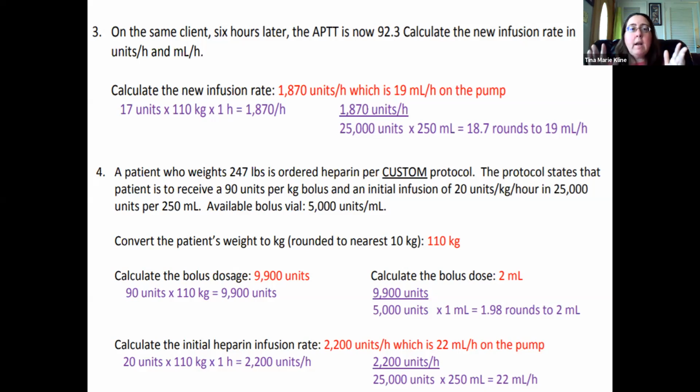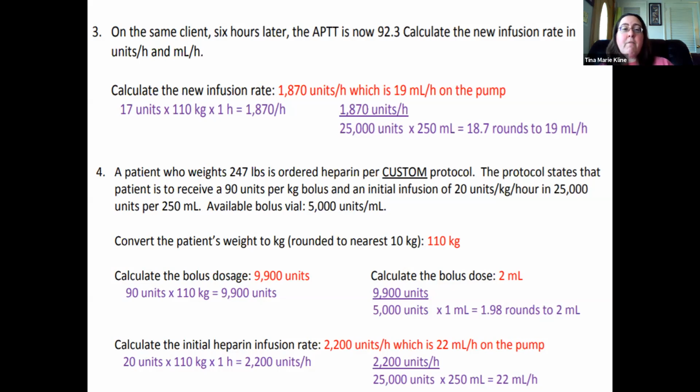We get it started and then we're titrating it based upon those lab values. Now, the next couple ones, I have it per a custom protocol. I've never really had to do this a whole lot as a practicing nurse, but I just wanted to show you this, how your numbers would change if your supply dose was different, okay?